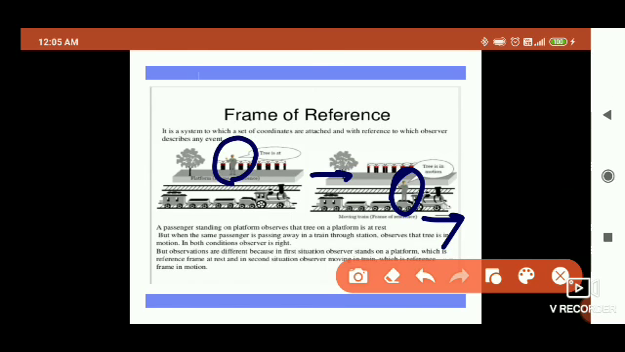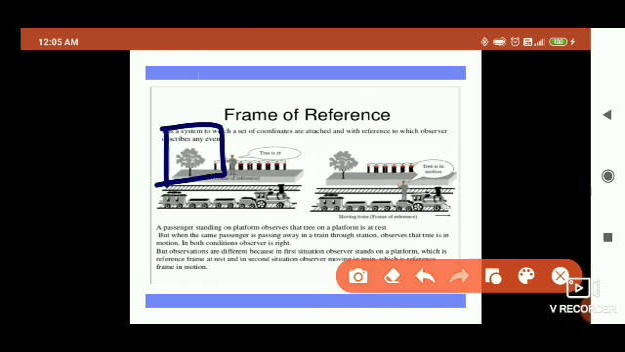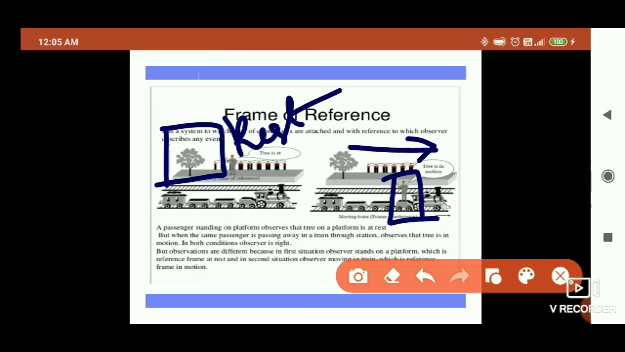When the observer is standing on the platform, his observation is correct. The same observer, when he is on a train, also makes a correct observation. So in both cases, he is correct. The observations are different because in the first situation, the observer stands on the platform, so for him the frame of reference is at rest. But when he is in a moving train, his frame of reference is also moving.